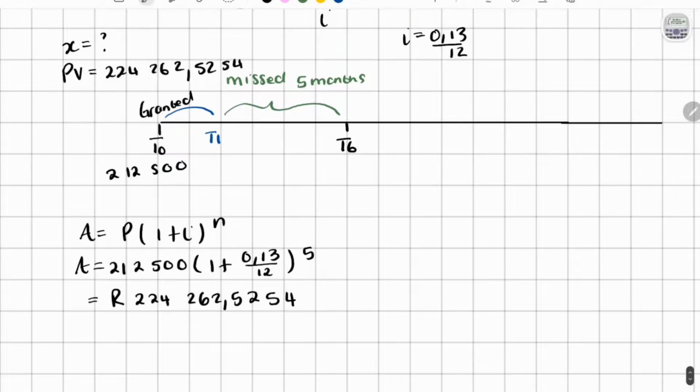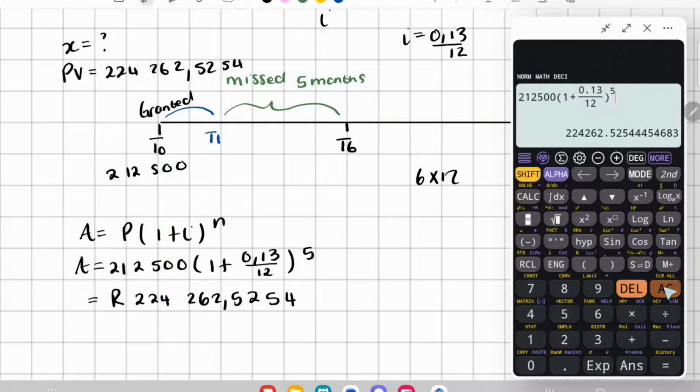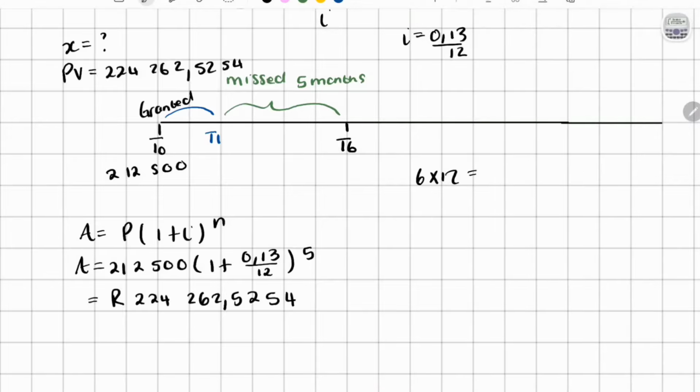So how many months is 6 years? Because these are already in months. See, 5 months was missed. This is the 6th month and so on. So to find out how many months 6 years is, we just say 6 times 12, and 6 times 12 is equal to 72. So 72 months. That's what we have. So we're ending at T72.